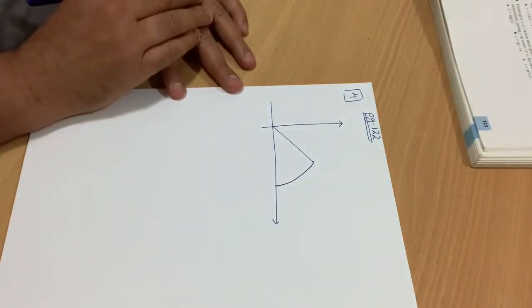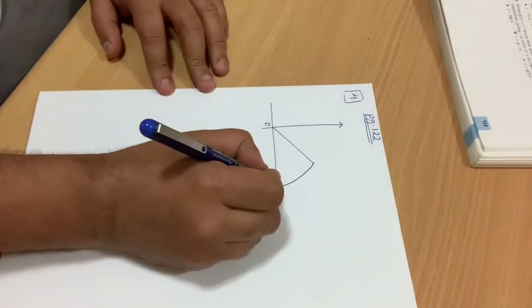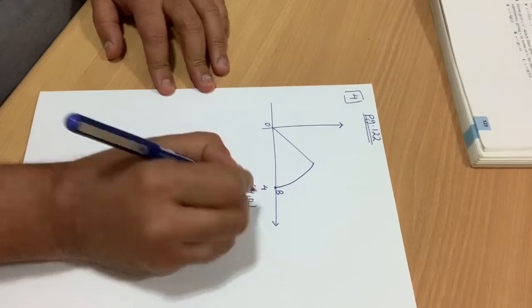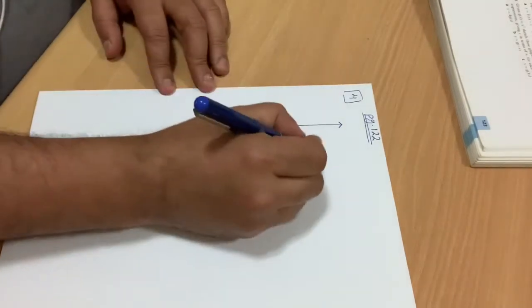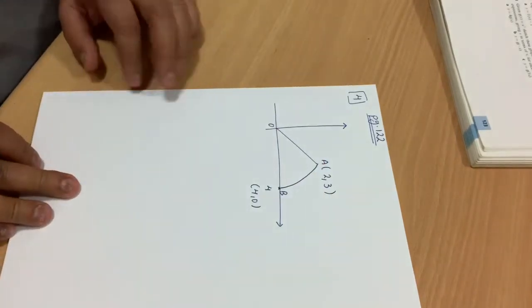As you see, this is a curve or a function which has 3 points: point O, the origin; point B, which has the coordinates of 4 and 0. They give you only 4. And point A, which has the coordinates of 2 and 3. What is required in this question?